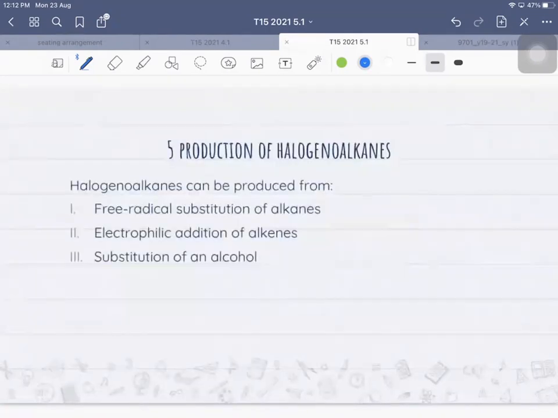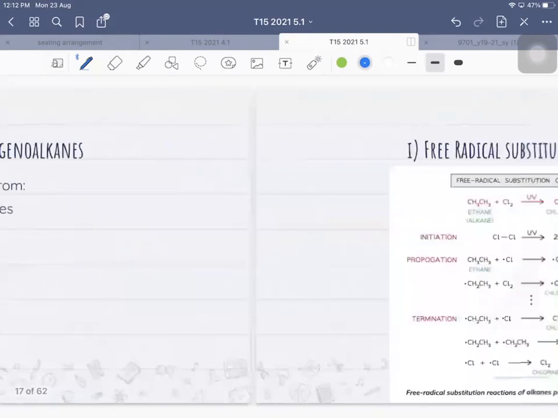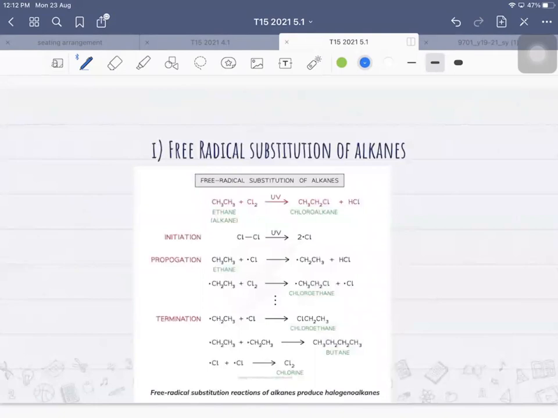So the first one, free radical substitution of alkanes. You don't have to copy this down because this is just the mechanism of a free radical substitution, which is something that you have learned already. But I would just like to remind you that this reaction is a substitution reaction where one or more hydrogen is being replaced by one or more halogen atoms. You will notice that whenever you have saturated molecules, they tend to go through a substitution reaction rather than an addition reaction, because saturated means they're already full. You cannot add anymore, but you can swap or replace them.